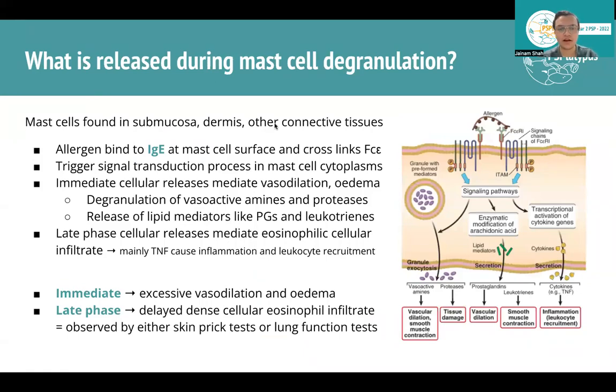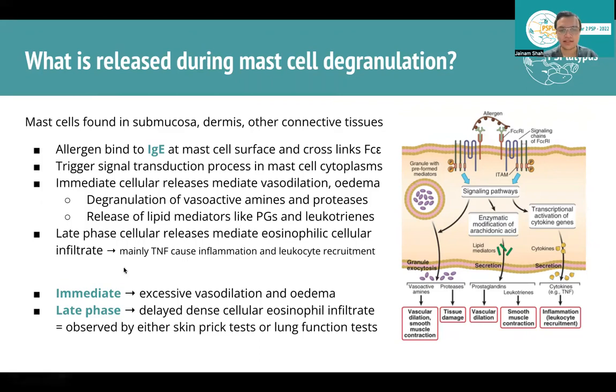What happens during degranulation? You have the allergen binding to the IgE at the mast cell surface, and it cross-links with those Fc epsilon receptors. Signal transduction leads to the release of those granules and leads to vasodilation and edema. Vasoactive amines, proteases, lipid mediators like prostaglandins, leukotrienes, basically just a cocktail of cytokines.